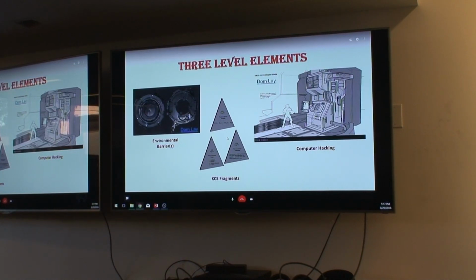Well, how do you lift the barrier? You go throughout the gaming environment and you find these clues. That's what these triangles are. On the triangle clues is the information. It just happens to be academic content.